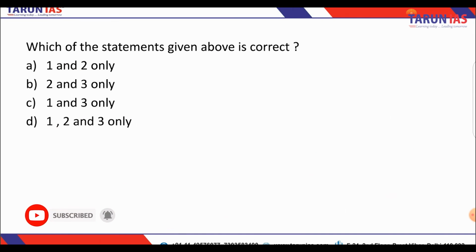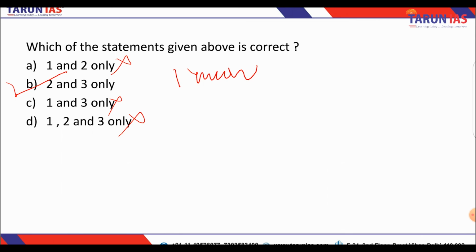Which of the statements given above is correct? First option was incorrect. So we will eliminate all the options which have the first statement as the answer. So first, C and D. Only B is left. So therefore 2 and 3 were correct statements. Therefore B will be our correct answer.